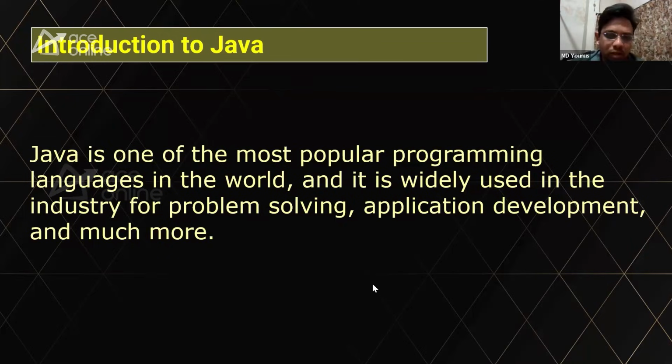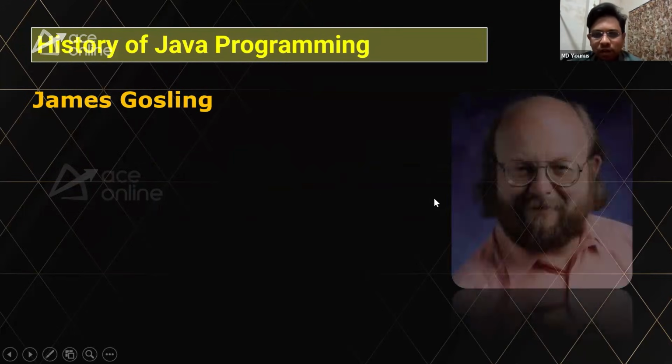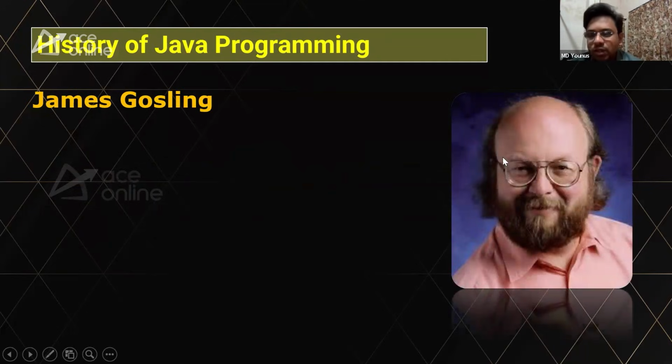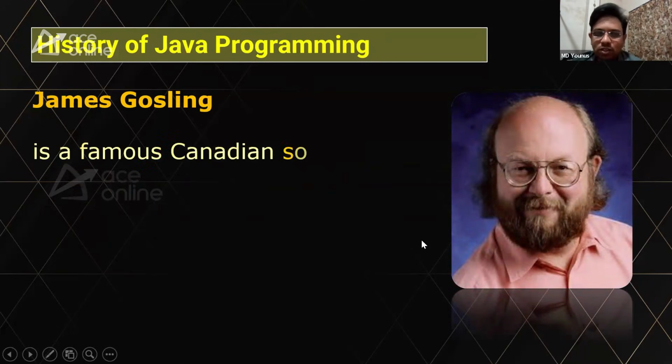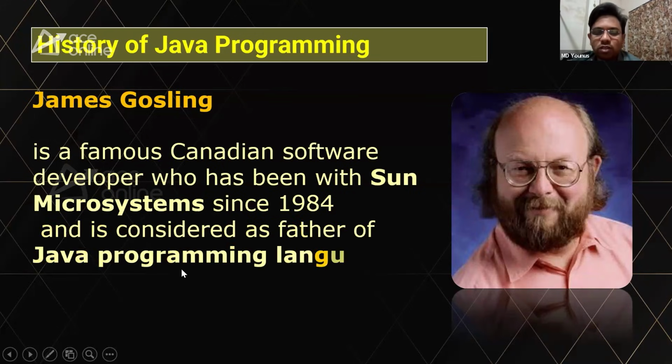So keeping this in mind, moving forward, let's see the history of the Java programming language. Whenever we talk about the history of Java, the person who comes to mind is James Gosling, because he's the main person. He is called the father of the Java programming language. He's a famous Canadian software developer who has been with Sun Microsystems since 1984.